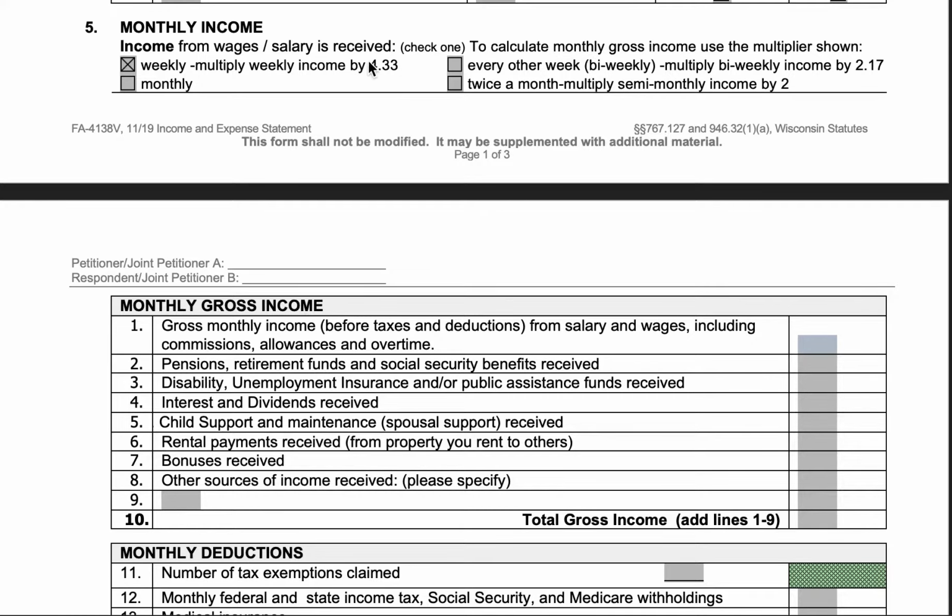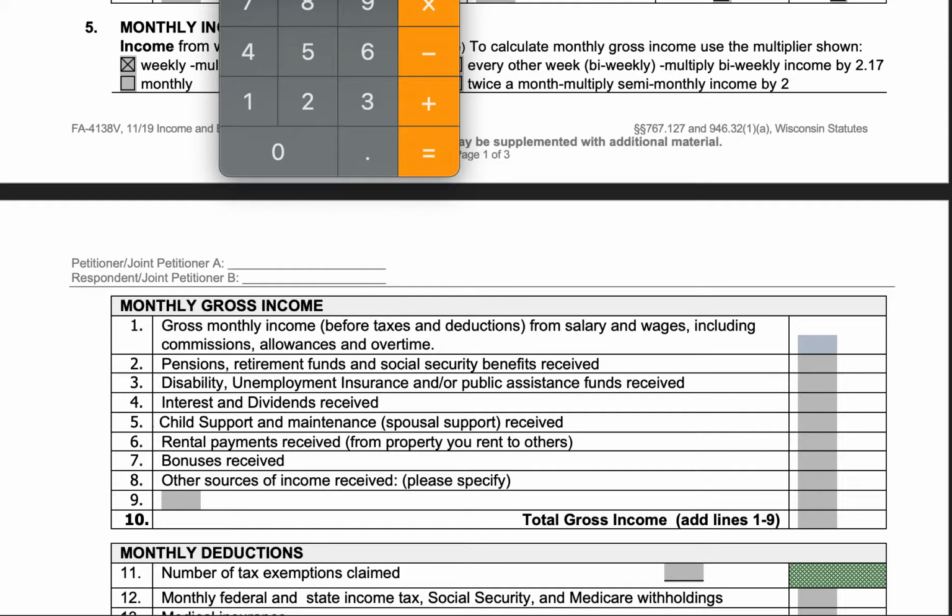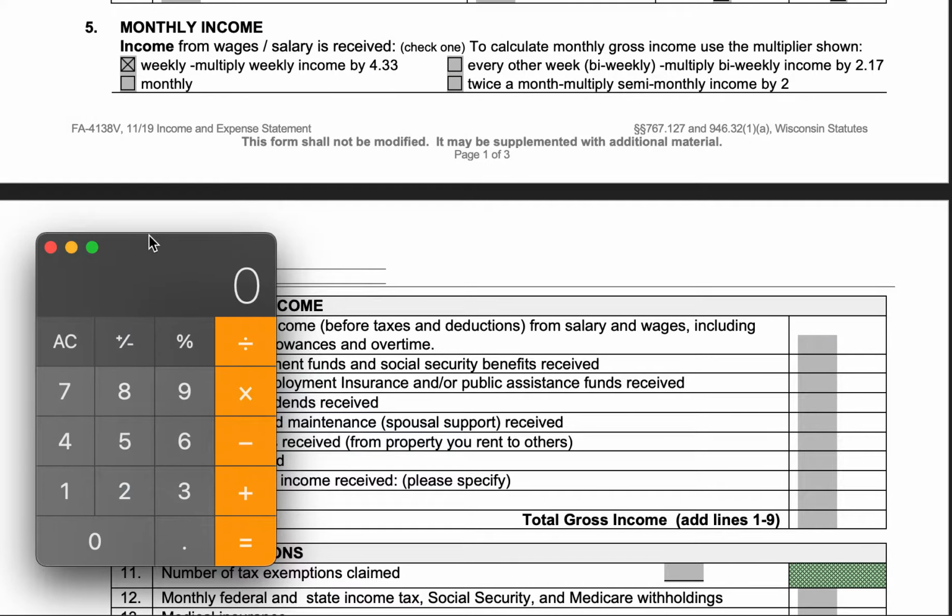type of payment. So since we're doing one where someone is paid weekly, we're going to multiply by 4.33. If you get paid every other week, you're going to multiply by 2.17. If you get paid twice a month, you're going to multiply by 2. So here, again, this person that we're working with gets paid weekly, so we're going to go ahead and take 400 times 4.33, and that gives us 1732.